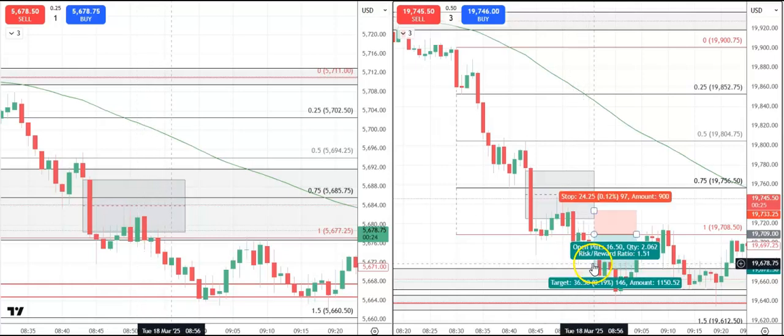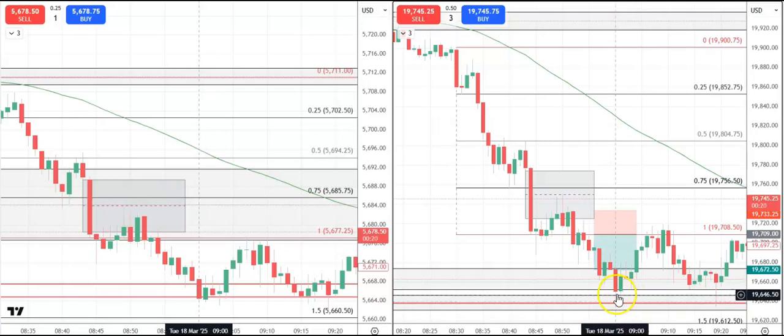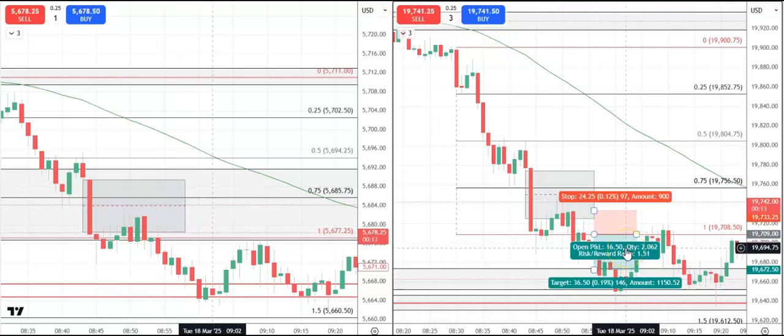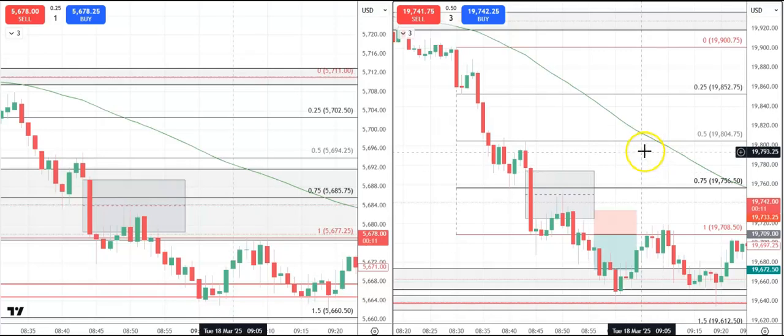First target is the top of this inefficiency, and you can get full out right there, or let it run some more and come down here. Anyway, nice little scalp there. About 36 points. It's a decent little scalp.